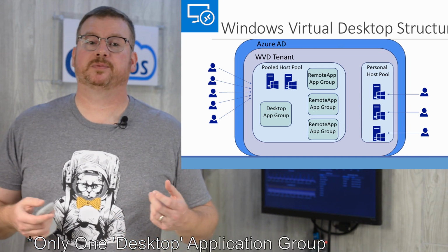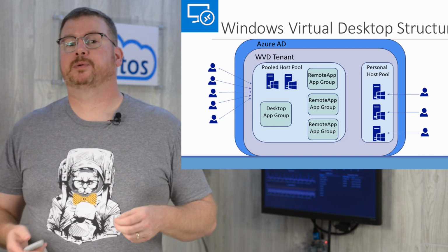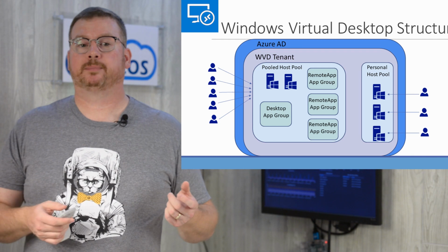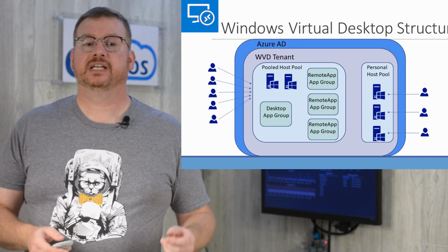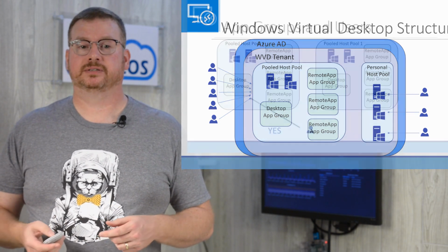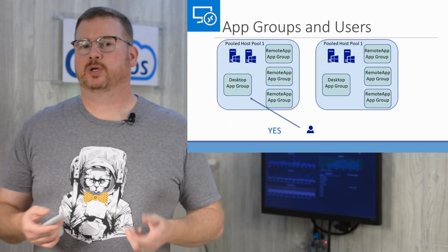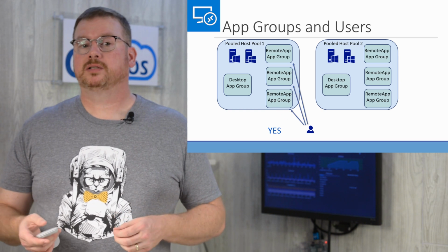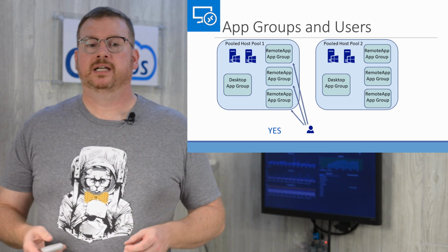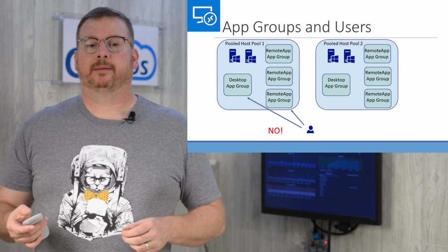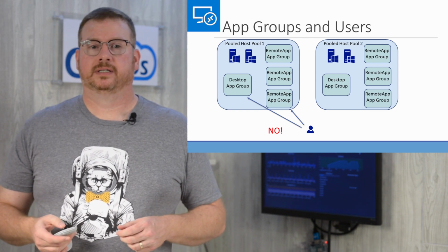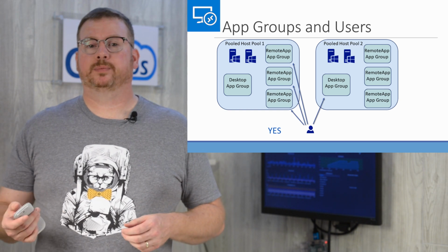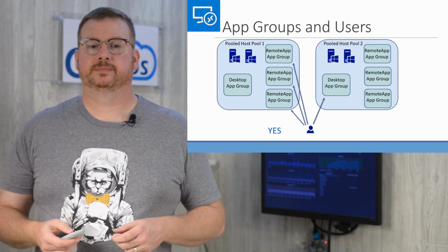A host pool can have multiple remote app groups. These are used for publishing applications, not desktops. So for example, one remote app group could be used for Office applications and another for accounting applications. One last point, and this is a point that seems somewhat limiting to me. A user can be part of a desktop app group or multiple remote app groups in a host pool, but not a desktop and remote app group in the same host pool. If the user needs access to both desktop group and app group, that would require two host pools.